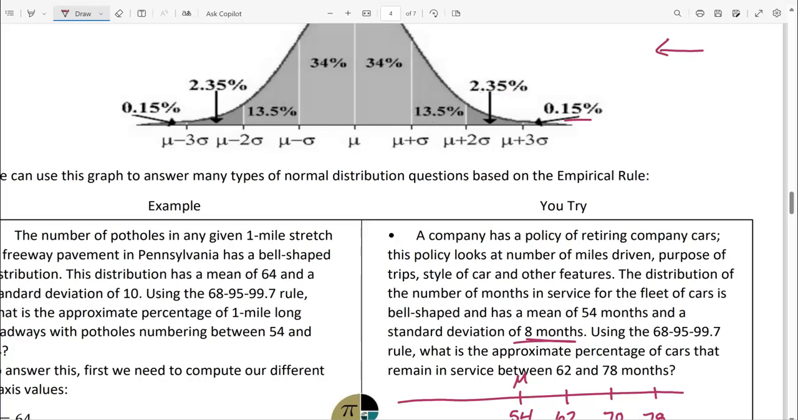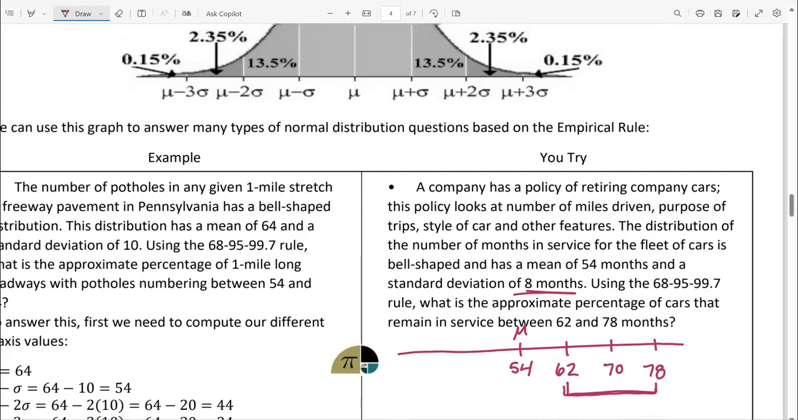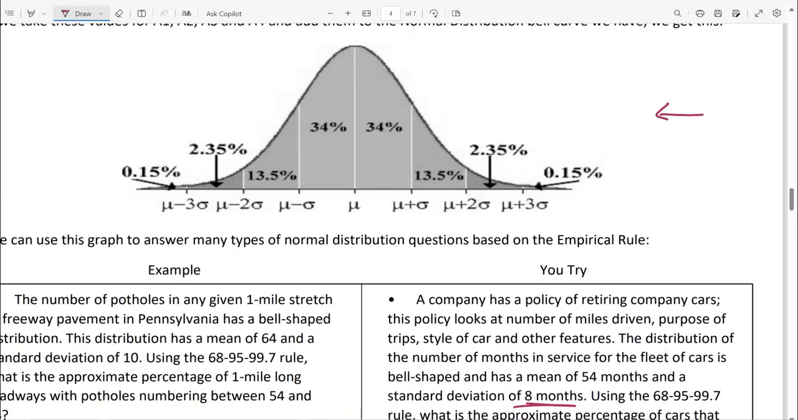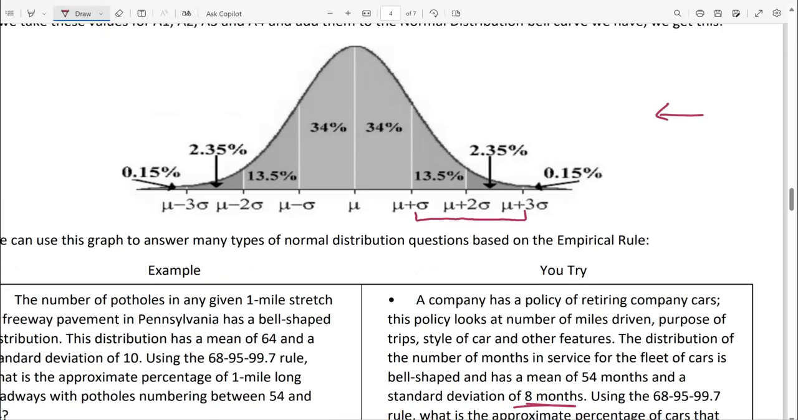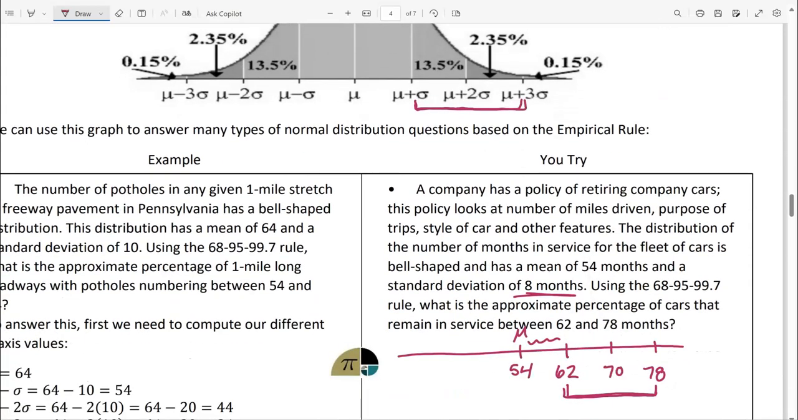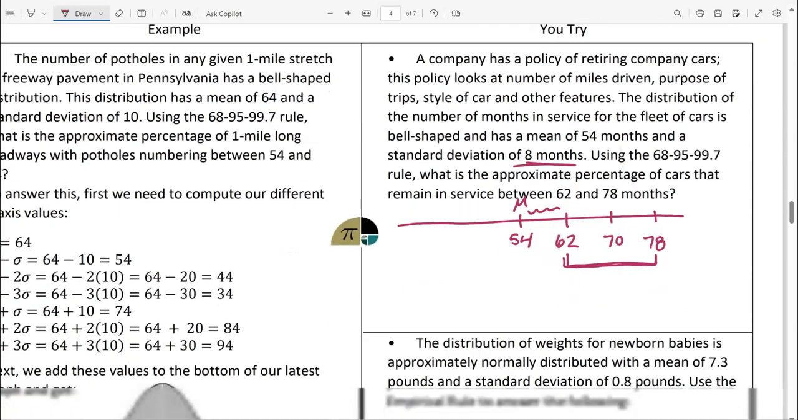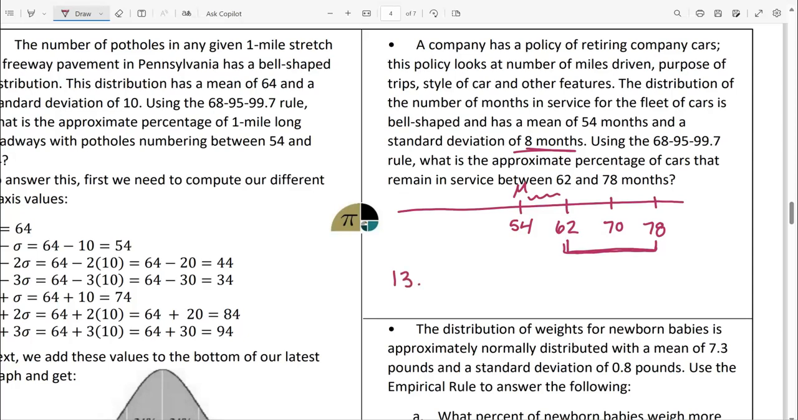Looking at our graph up here, 62 to 78 is the second chunk and the third chunk, right? We're one standard deviation away from the mean to get to 62. So we need to figure out what percentage of our data is in there. I'm just going to add 13.5 and 2.35 together, and that gives me 15.85%. Okay.